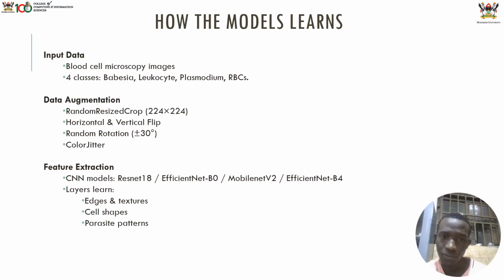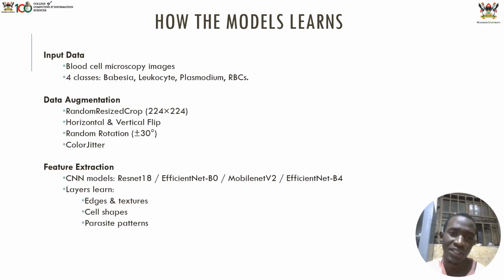Then you have the feature extraction. We use the deep learning models like ResNet 18, EfficientNet B0, MobileNet V2, and EfficientNet B4 as our feature extractors. And these models automatically learn important patterns from the images. So this is basically how the models learn.